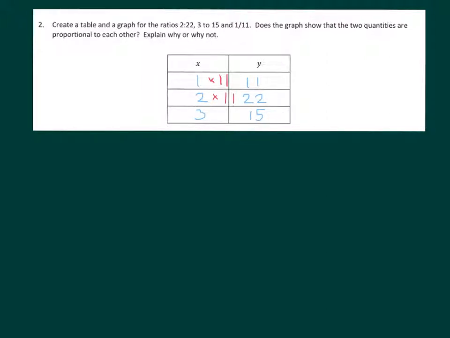But when you look at the last one, 3 times what gives you 15? This is 3 times 5. So it is showing you the last one is not a proportional relationship, because if this was proportional, it would have been 33 here for y instead of 15. So now you can answer that this graph is not showing a proportional relationship because the last value, when x equals 3, y should be 33 instead of 15.